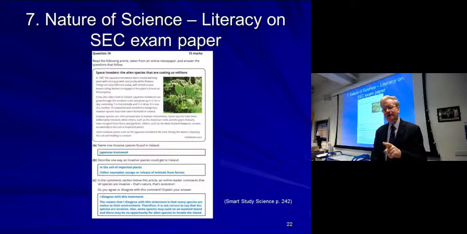The next heading is the nature of science. It's one of the strands on the junior cycle science syllabus, and usually it's examined by asking you to read a short little account and answer questions that arose from the text.